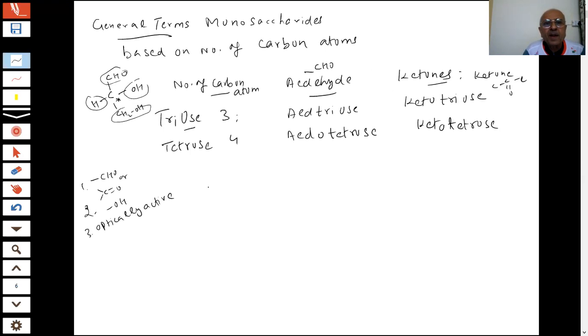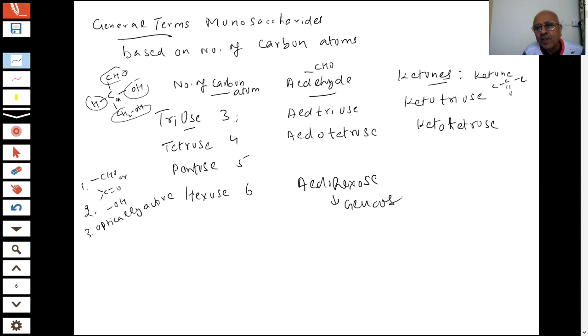So we have pentose, 5 carbon, we have hexose, 6 carbon. So aldohexose. Glucose is nothing but aldohexose. So students, glucose has C6H12O6. This is nothing but aldohexose. The formula of this we are going to discuss. So we can have ketohexose, ketopentose like this.